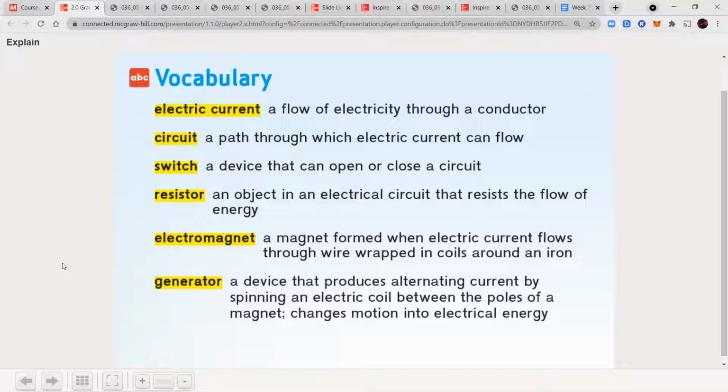And last, we have the word generator. A generator is a device that produces alternating currents by spinning an electric coil between the poles of magnets. It changes motion into electrical energy.